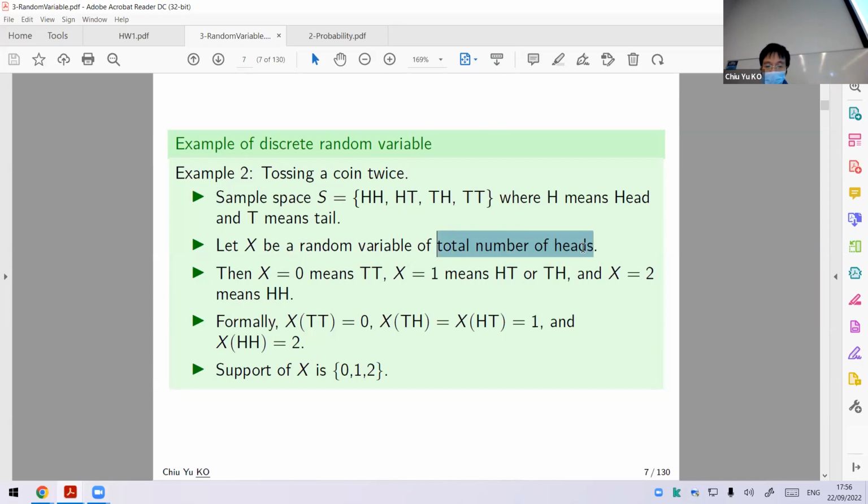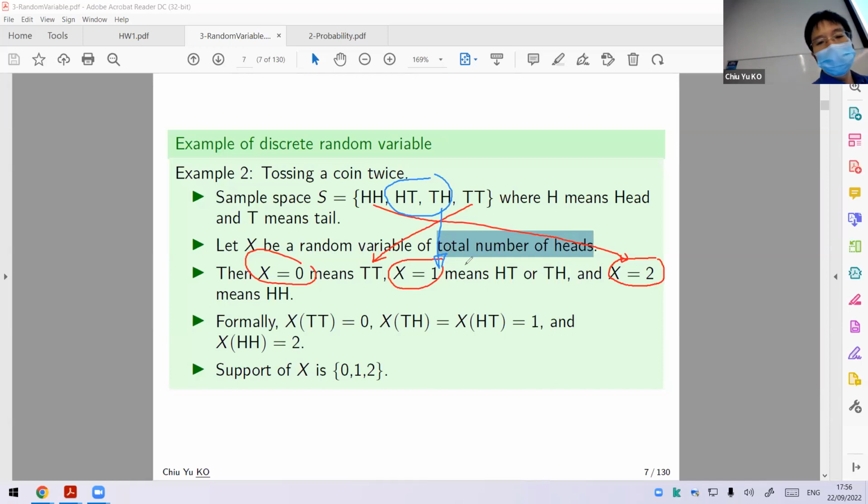Okay. So what remains is we have either 0, 1, or 2. For 0, it's just tail and tail. For 2, it's just head and head. And if you have head tail or tail head, it's just 1. You may ask what it is doing. Because when you toss many times, that will be easier.